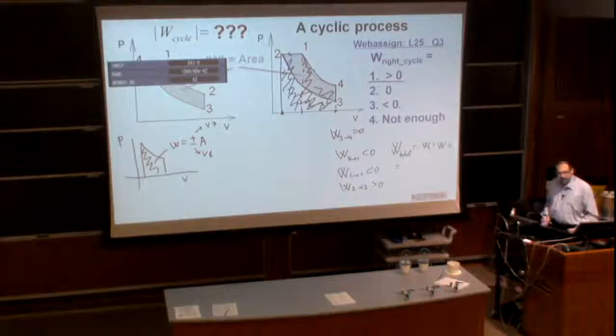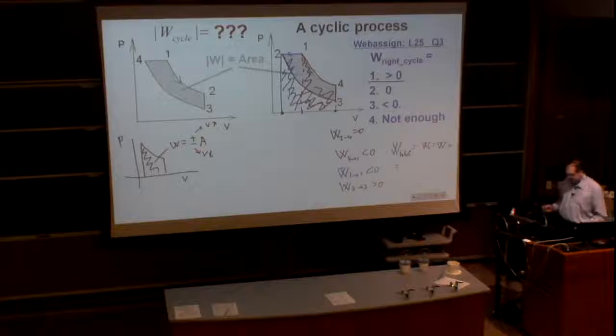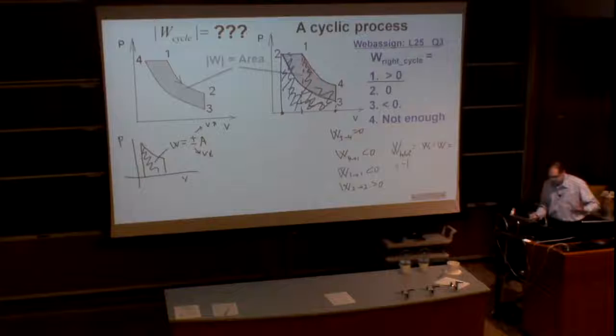Rules work. So you can see that what we should write mathematically is negative area for process 4 to 1, negative area for process 1 to 2, and plus positive area for process 2 to 3, together should be negative just from the picture.